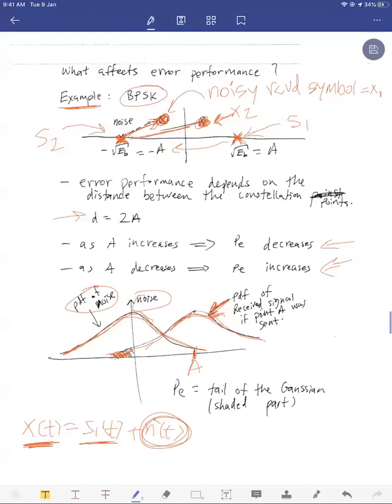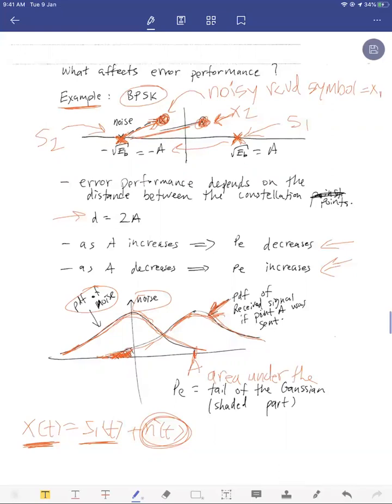So if this is the PDF of the received signal, what's the probability of error? It's when the noise is here, and it's just the area under this part of the curve. So the probability of error is just the area under the tail of the Gaussian, the shaded part. Is everybody with me?